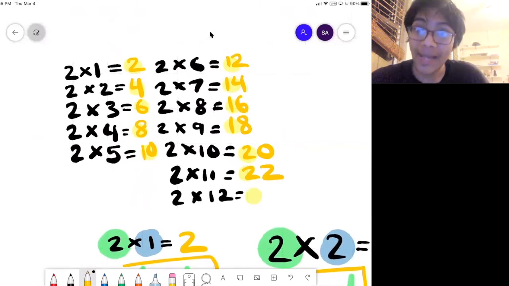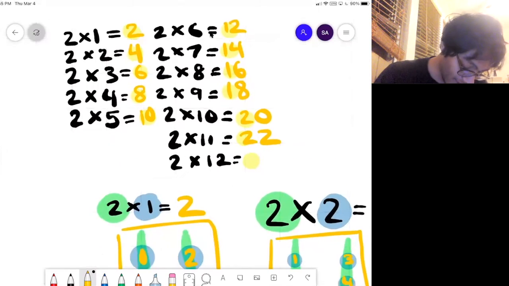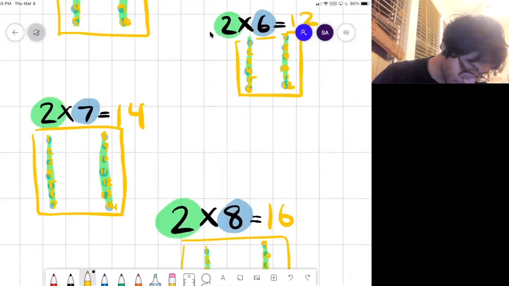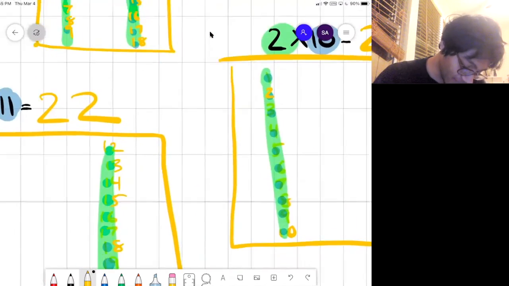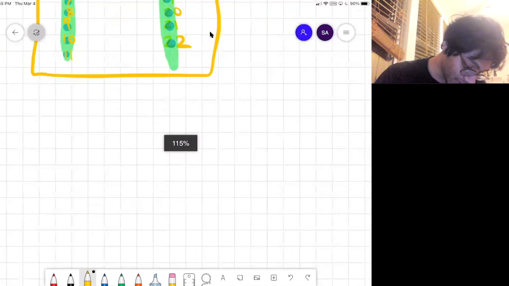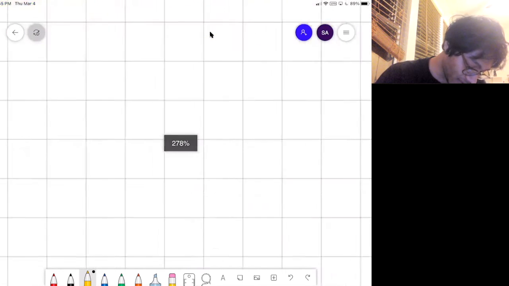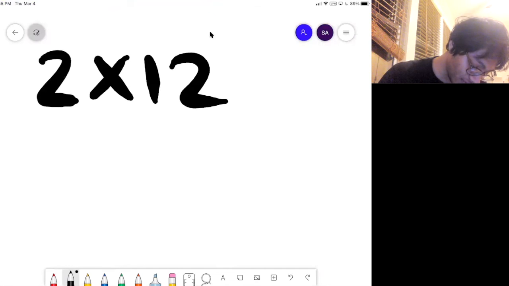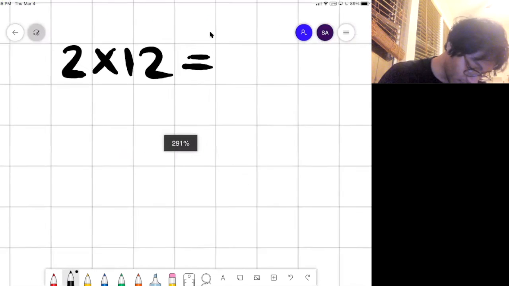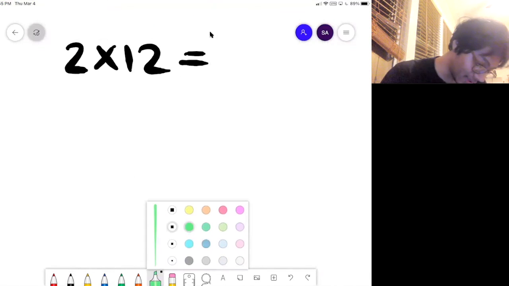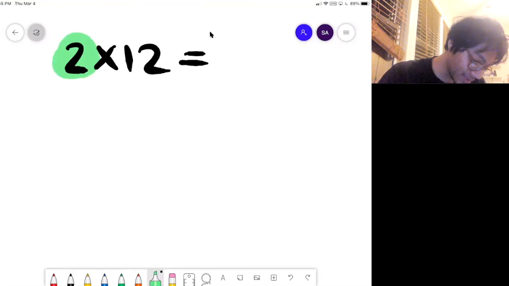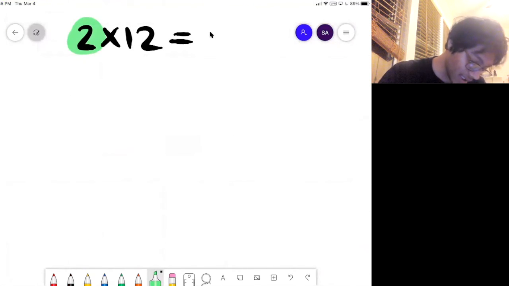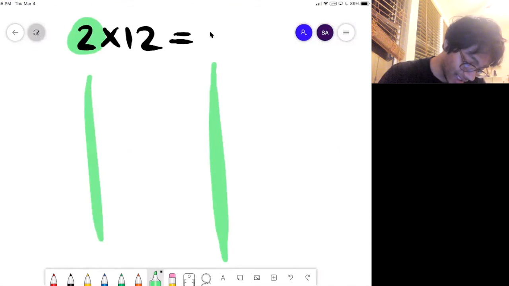Wow, 2 times 12. Let's do it. So 2 times 12. 2 times 12 is going to be what? So let's do 2 times 12 right here in the corner. 2 times 12 is equal to. So let's zoom out and let's see what this means. We have two columns. So one column, two columns. And in each column, we have 12 dots.